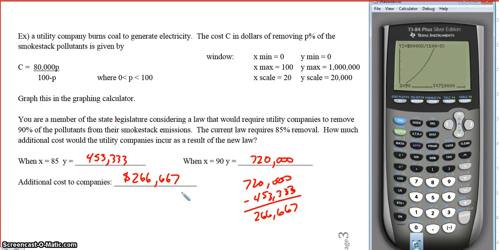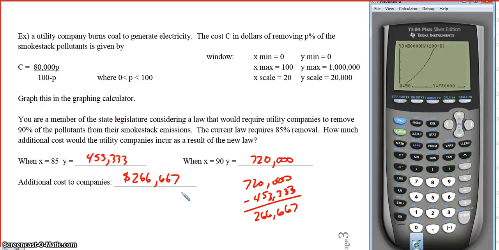And again, as a member of Congress or a state legislator, I might not be willing to vote for a law if it's going to cost these companies $250,000 to abide by the law. So we talk a lot of times about, when are we ever going to use this type of information in the real world? Well, here's a problem where you would. Now, probably the state legislator himself is not going to calculate these numbers. He probably has somebody working on his team that's going to do that.